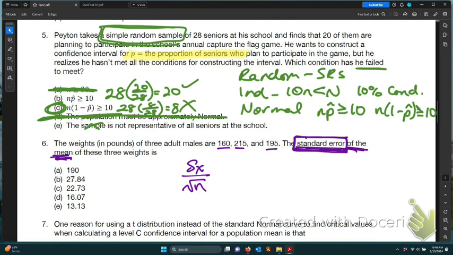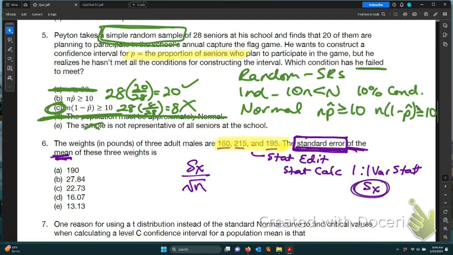So, I have to go back in my brain a long time ago and remember how to get the standard deviation of 3 numbers. That's actually hard. Right? How do I get the standard deviation of any numbers? Stat edit. I'm going to go to stat edit. I'm going to plug those 3 little baby numbers into my calculator. And then I'm going to go to stat calc 1 for a 1 variable stat. And then I am going to look at S sub x.